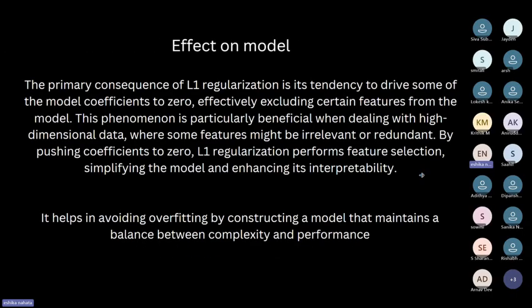So what effect does this have on the model? The primary consequence that we see when we apply L1 regularization is that it tends to drive some of the model coefficients to zero, and essentially it performs feature selection because certain features are excluded from contributing to the prediction of the output. So this naturally would be more beneficial when we have high dimensional data, when we want to reduce the number of features that we are working with, or if there's a lot of irrelevant or redundant features. So this is how it helps us avoid overfitting.